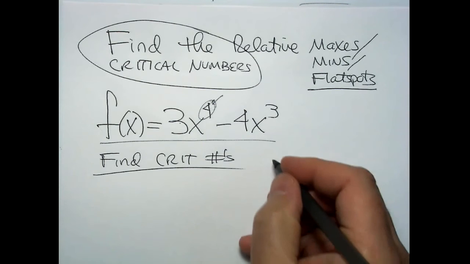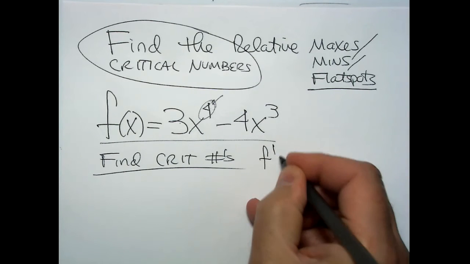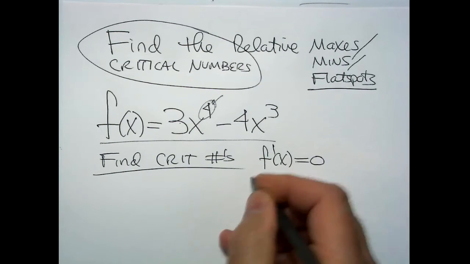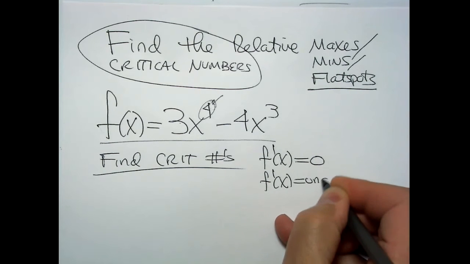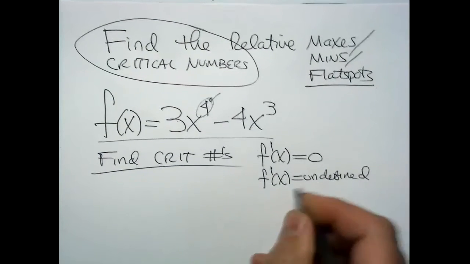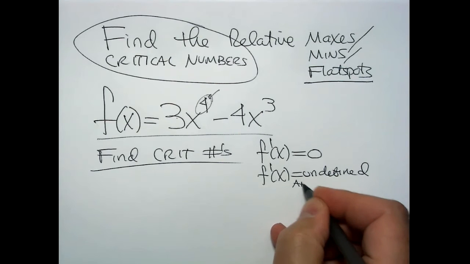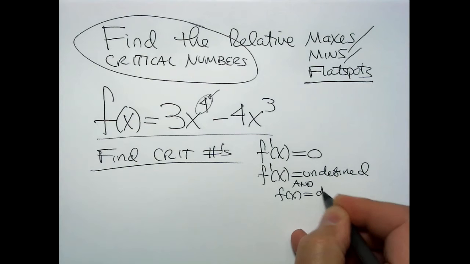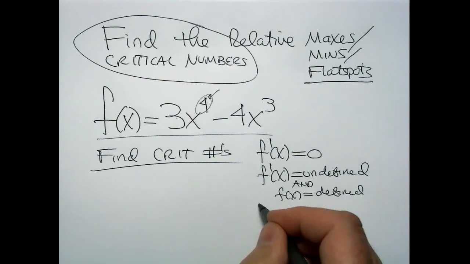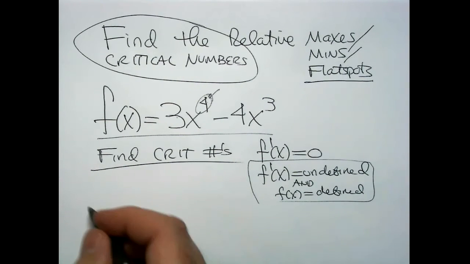So find the critical numbers. That would be when f prime is equal to 0, and also when f prime is undefined. And you know what? On that one, we have to also back it up, and we want f of x to be defined when we do that one. So that goes together. Let's do f prime over here.